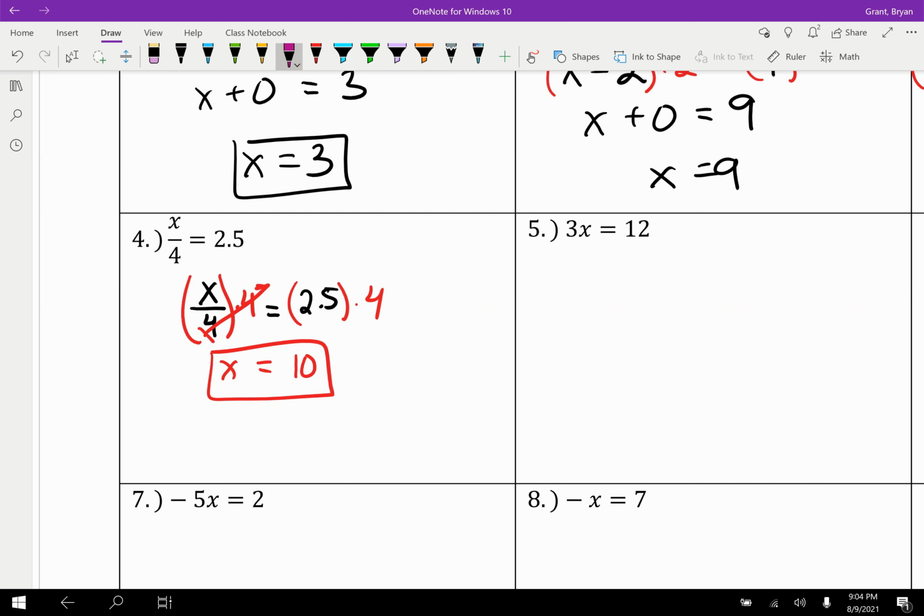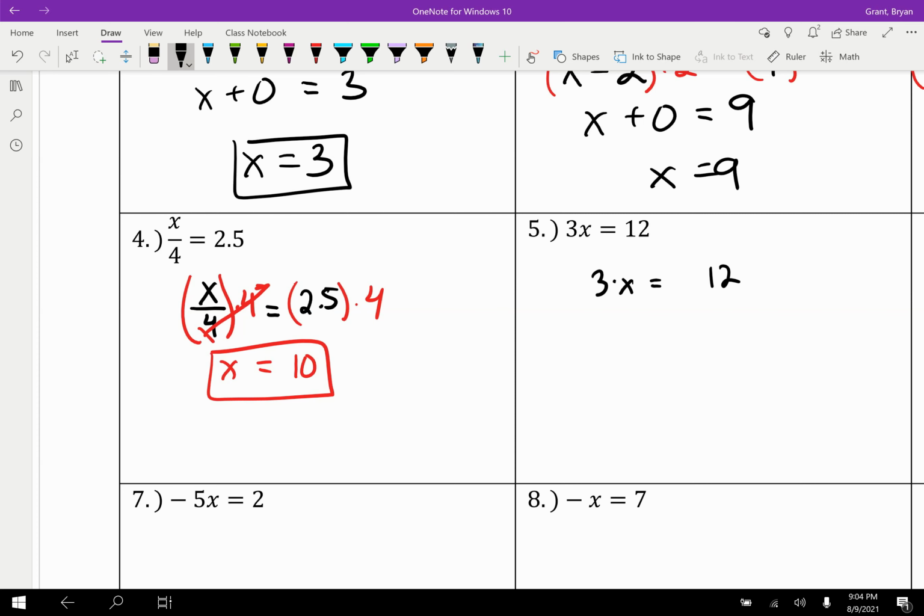Our next one, 3x equals 12. Well, you might be tempted to say, oh, this is 3 times x, so I can divide by 3. And you're correct. Except, remember for today, we're not going to undo multiplication with division, strangely. Instead, what we're going to do is say 3 times x equals, and leave a little gap for 12. We'll put it like this.